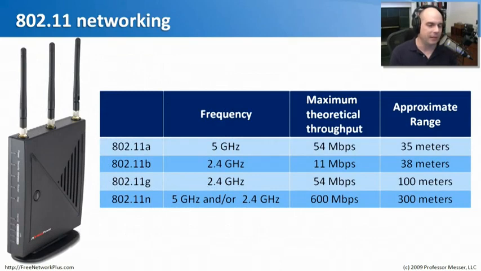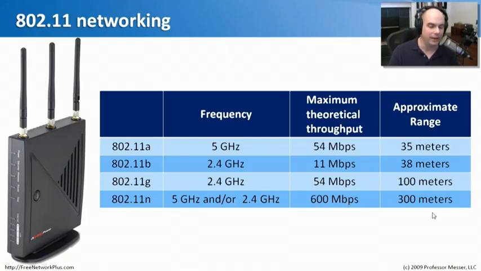Here's a summary of some of the information we were just talking about, the 802.11a, b, g, and n. The frequencies that they use are important things for you to know for your Network Plus exam, as is the maximum theoretical throughput, the data rates for those networks: 54, 11, 54, and 600 megabits per second.